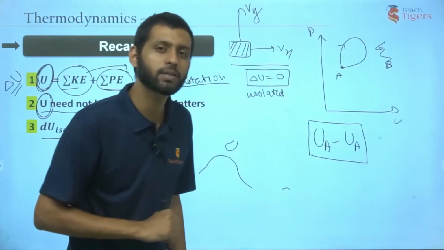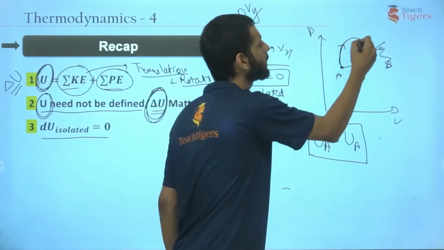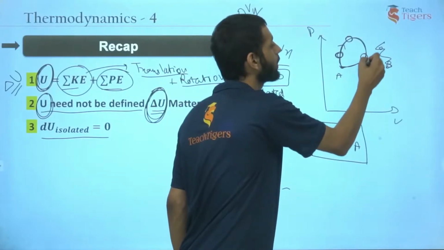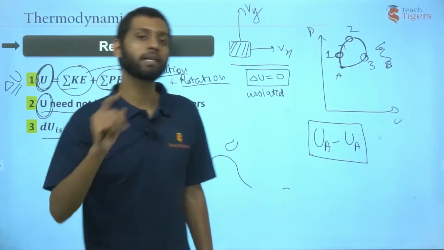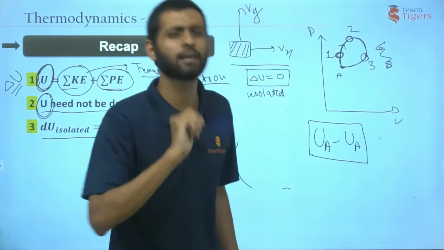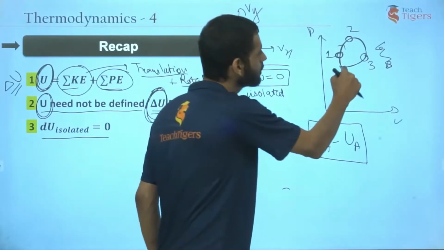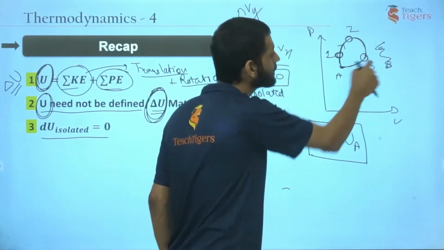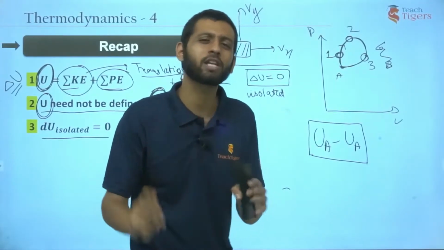But this is not an isolated system, because during the path I reached many points: point 1, point 2, point 3. The internal energy of points 1, 2, 3 may be different from the internal energy of point A. As a result, my internal energy changed during the process. It changed going from A to 1, from 1 to 2, from 2 to 3, and 3 back to A. But for an isolated system, internal energy cannot change even a little bit.